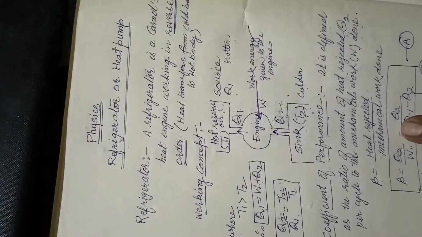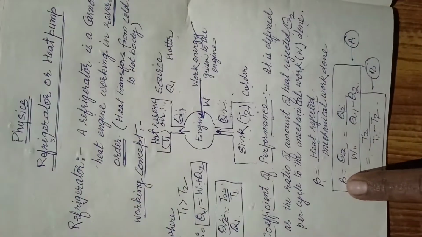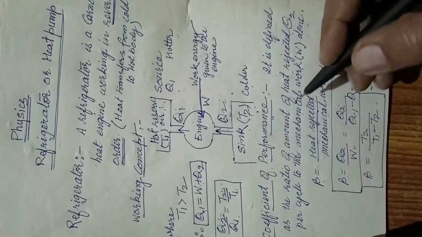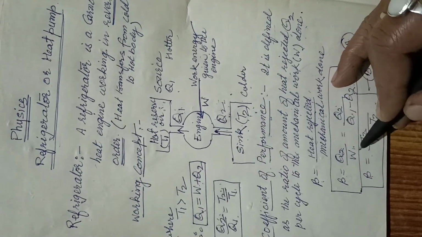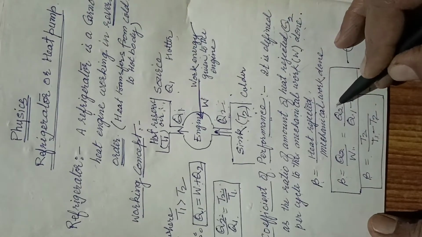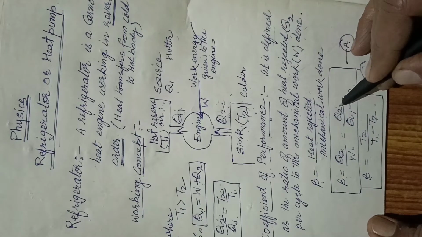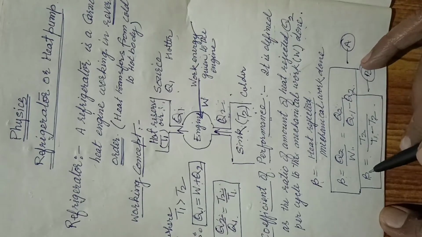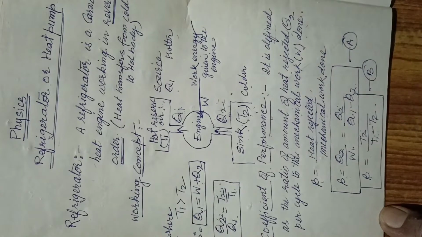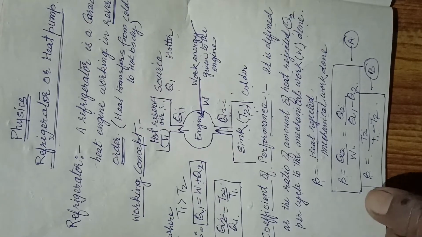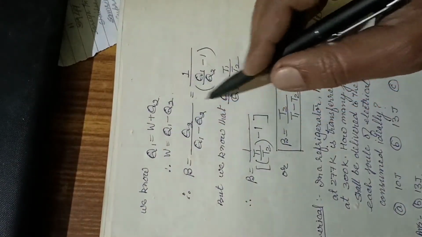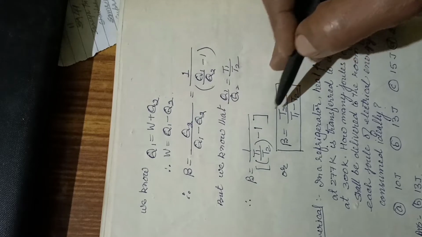Now proceeding from that equation only, as you have seen, beta equals Q2 upon W. Q2 upon W means heat rejected upon the work done, that is Q2 in terms of heat energy, Q2 upon Q1 minus Q2. This can also be written in the form of temperature, that is beta equals T2 upon T1 minus T2. Now we can see how it can be written in this form.